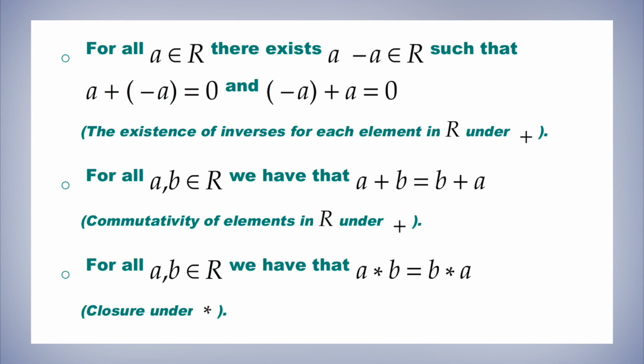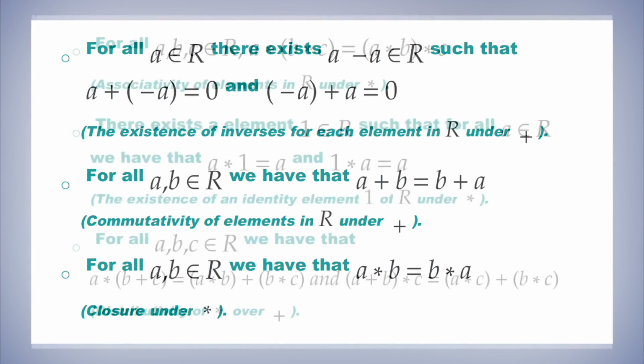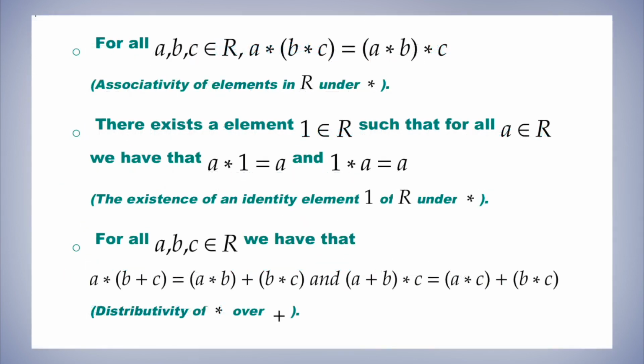For all a, b in R, we have that a + b is equal to b + a: commutativity of elements in R under addition. For all a, b in R, we have that a * b is in R: closure under star. For all a, b, c in R, (a * b) * c is equal to a * (b * c): associativity of elements in R under star.